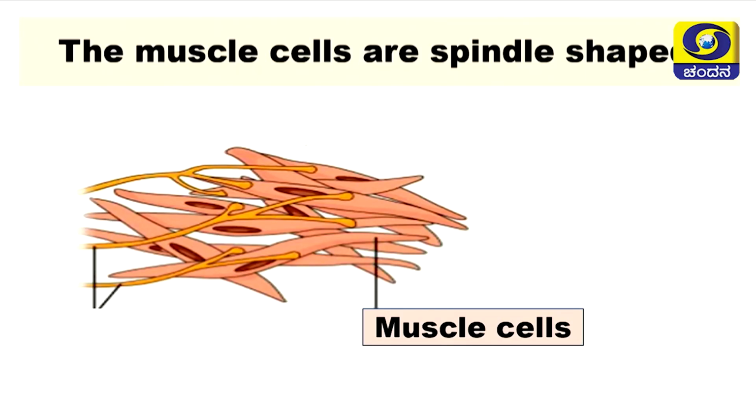Coming to the second one, here you can observe the muscle cells. The muscular cells are spindle shaped. Spindle shaped means there is a swelling in the center and tapering towards the ends. Such structures are considered spindle shaped. These spindle shaped muscular cells help in easy contraction and relaxation.